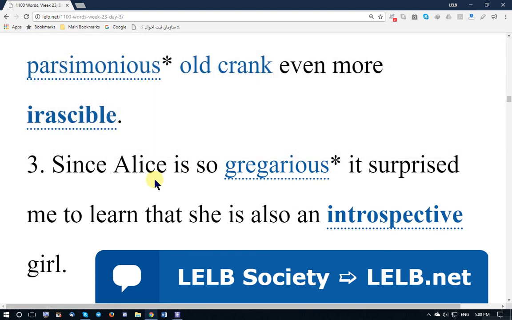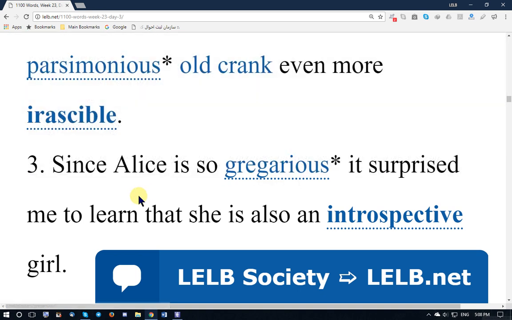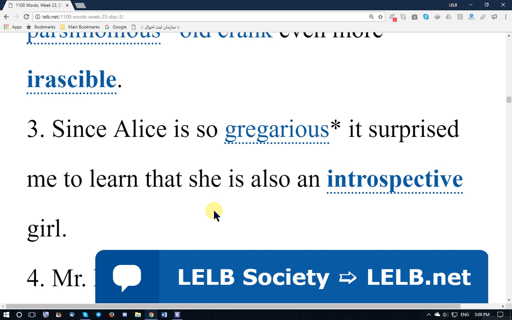Since Alice is so gregarious and sociable, it surprised me to learn that she is also an introspective girl. So because Alice is so sociable, it surprised me to learn that she is also an introspective girl. So you cannot be sociable and introspective? I don't know, but it rarely happens. Because as I told you, introspective people tend to be introverted, not extroverted, and gregarious people are more or less, let's say, extroverted.